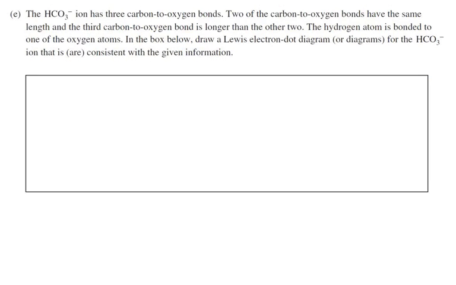Back here to the bicarbonate ion, HCO3 with a minus charge. What's going to happen is the carbon's going to be in the middle, and there's going to be oxygens on 3 sides, and on one of those oxygens there's a hydrogen connected. So here's what we have: carbon and oxygens.